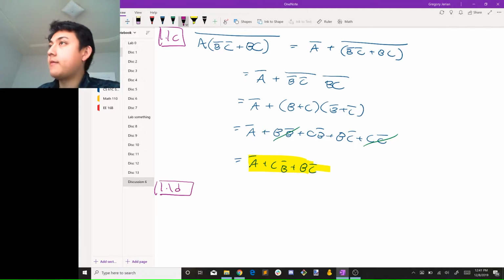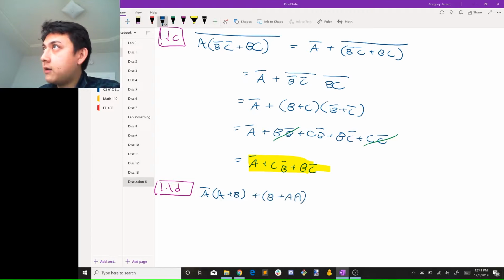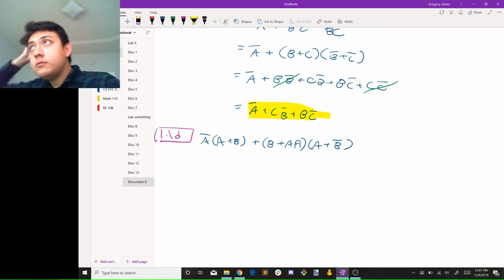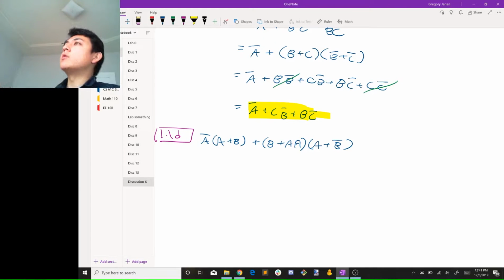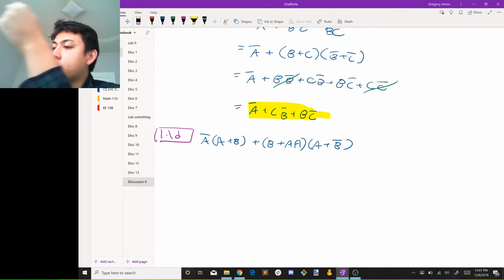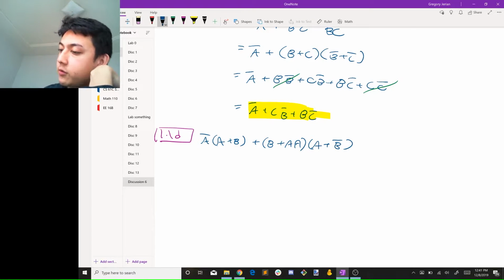Okay. So our final question is 1.1d for the section, and 1.1d gives you this really, really long expression. It looks like this: not A and A or B, or A and A or not B, like that. Okay. And what we notice here is that we can distribute. That's the first thing I'll do. Not A and A, or not A and B.